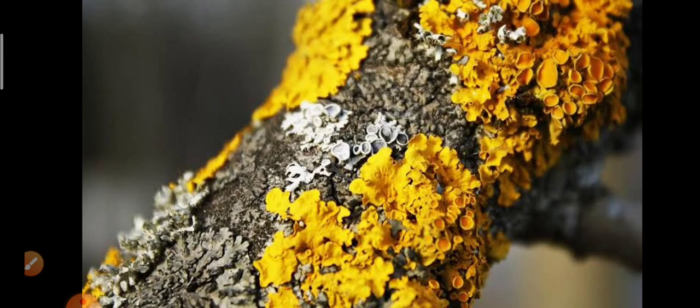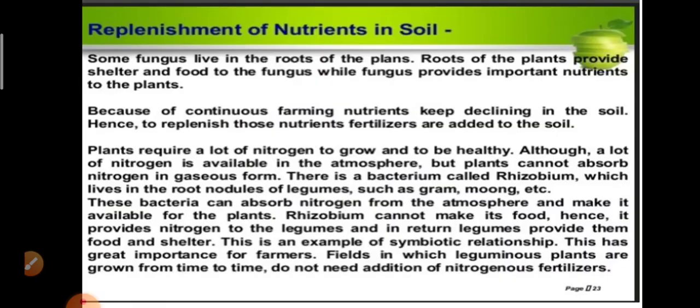This is a life chain. Replenishment of nutrients in the soil. Have you ever seen farmers spreading manure or fertilizers in the fields, or gardeners using them in the lawns or in the pots? Do you know why this is done?